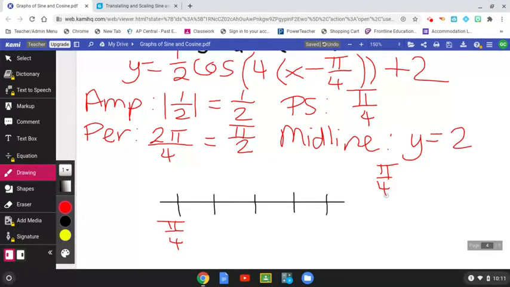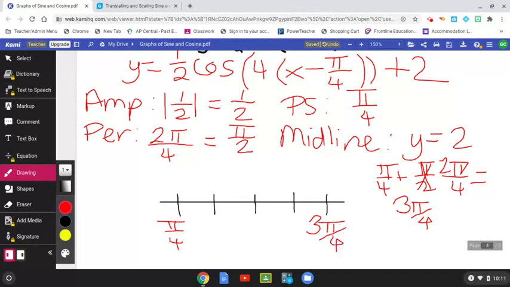So if we add pi over 4 plus pi over 2, needing a common denominator, we'll convert the pi over 2 to 2 pi over 4. And then add your numerators. 1 pi plus 2 pi gives us 3 pi over 4. Okay, to find your middle, you add your two endpoints. So pi over 4 plus 3 pi over 4 is 4 pi over 4, which simplifies to pi, but then divided by 2 gives us pi over 2.